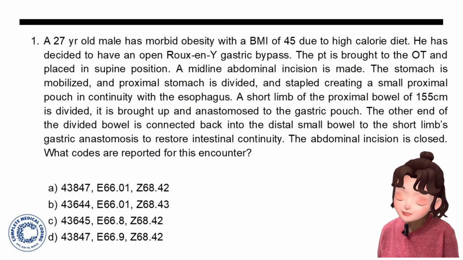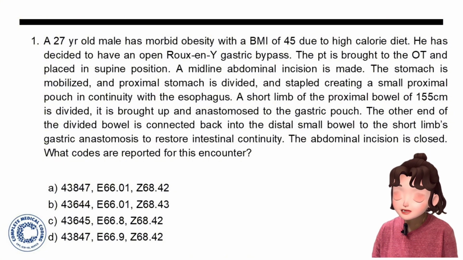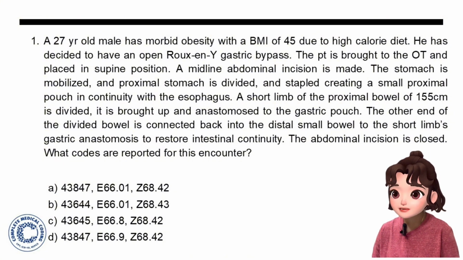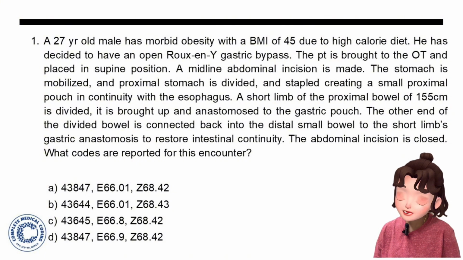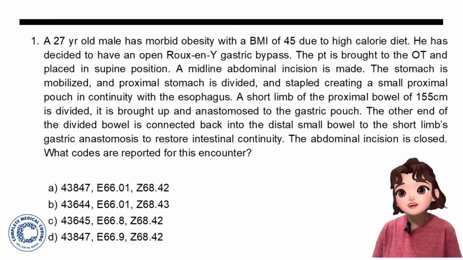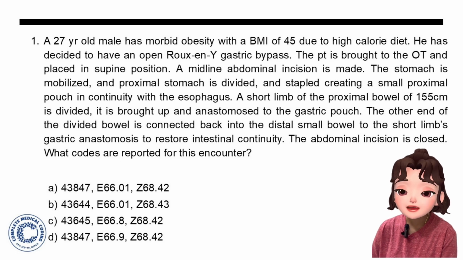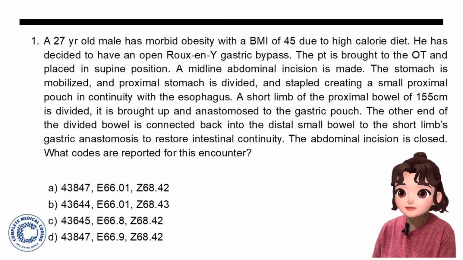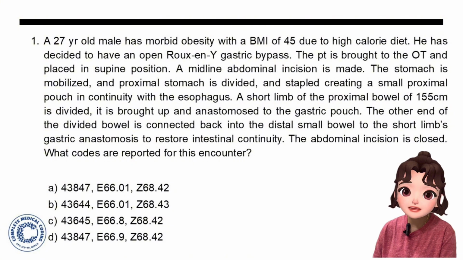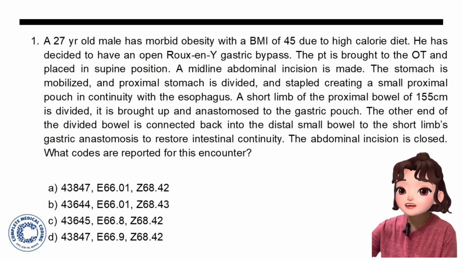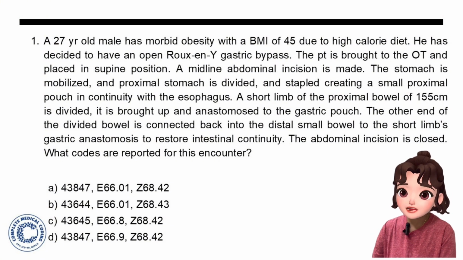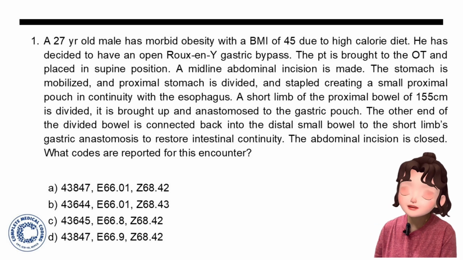43644 is laparoscopy surgical gastric restrictive procedure, Roux-en-Y gastroenterostomy. Now, this is not laparoscopy. It's not mentioned anywhere about laparoscopy. And 43645 is also again laparoscopy with gastric bypass and small intestine reconstruction. This is not laparoscopy. So the correct CPT code here is 43847, which is there in two options, option A and option D. So you can skip options B and C.